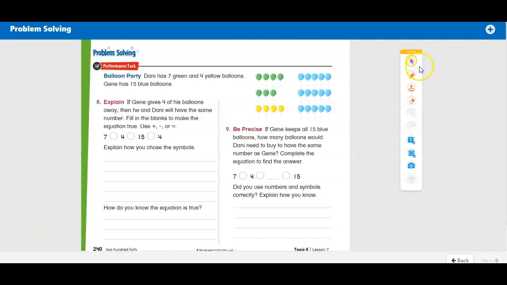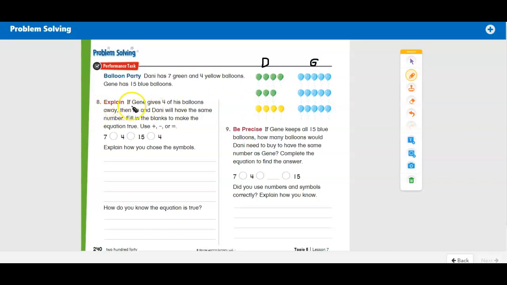And on our last page, page 240, we just have 2 problems that have the same topic. So we are working with balloons. It says, Danny has 7 green and 4 yellow balloons. So we can see Danny's balloons here. He has 7 green and 4 yellow. Jean has 15 blue balloons. So here we see Jean's balloons. So I'm going to write a D for Danny above his balloons and a G for Jean above his balloons.